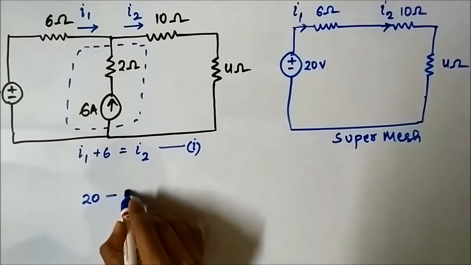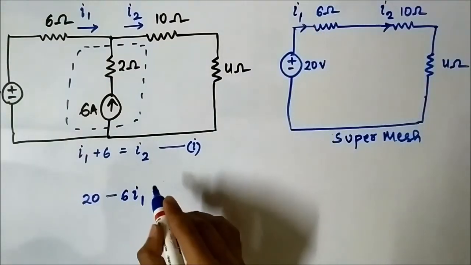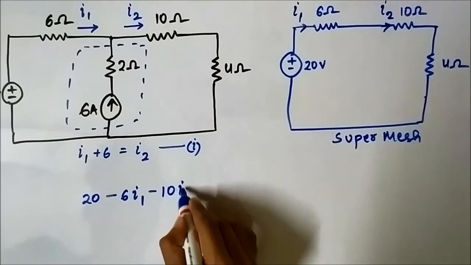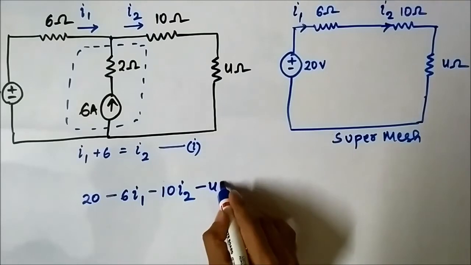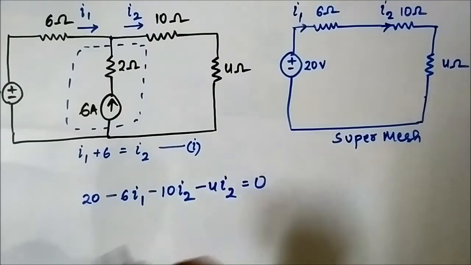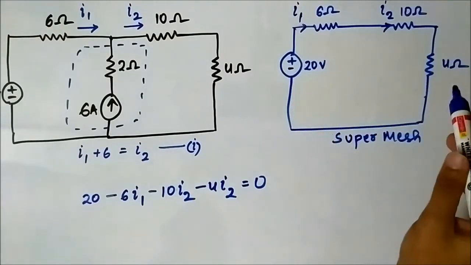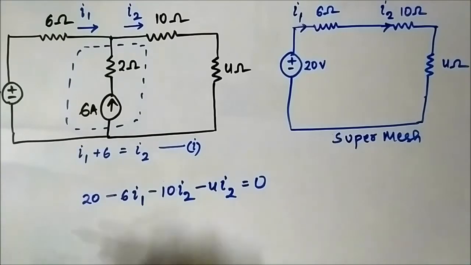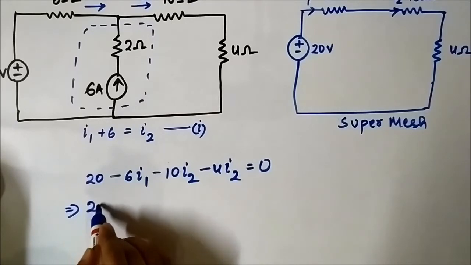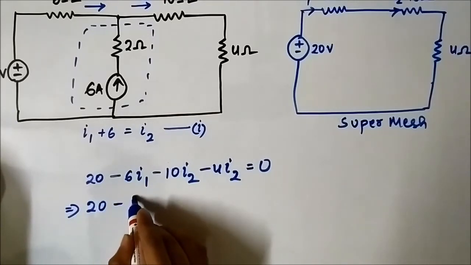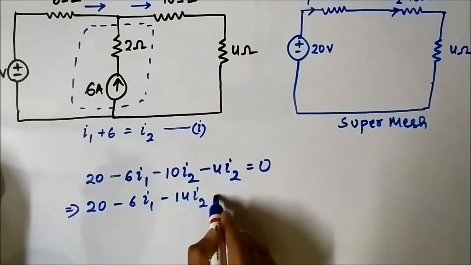20 minus 6I1, since I1 is flowing through the 6 ohm resistor, then minus 10I2, since I2 is flowing through the 10 ohm and 4 ohm resistors, minus 4I2 is equal to 0. The summation of voltages and voltage drops across circuit elements is 0. That's the statement of Kirchhoff's voltage law. So this means 20 minus 6I1 minus 14I2 is equal to 0.